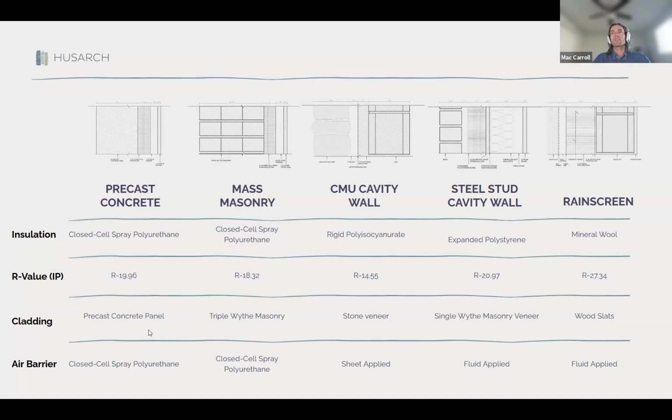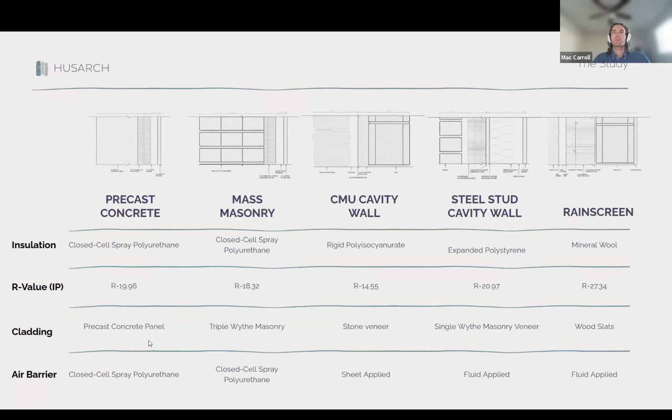Essentially, as Cheyenne has already mentioned, we've encountered a lot of different types of projects with different wall sections and constructions throughout our consulting work with different project teams. In this case, we took a look at 5 different wall sections of different constructions, and this serves as the basis for our analysis throughout this entire presentation.